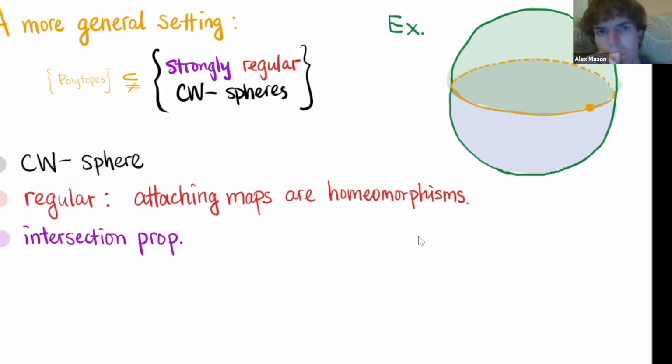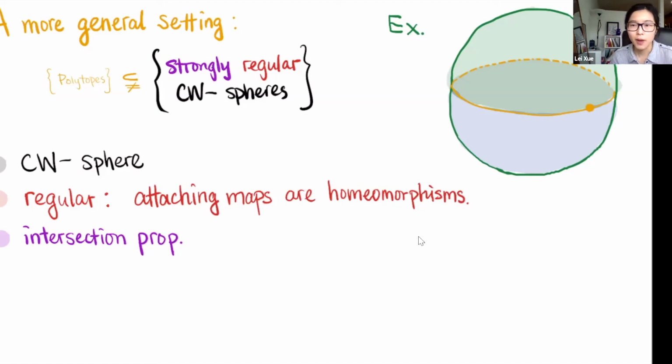I have 2 more definitions. So can we move on to the definition of regular CW spheres? I'll take that as a yes. So given a CW sphere, you can have many attaching maps. And by saying a CW sphere is regular, you ask each of those attaching maps to be homeomorphisms.